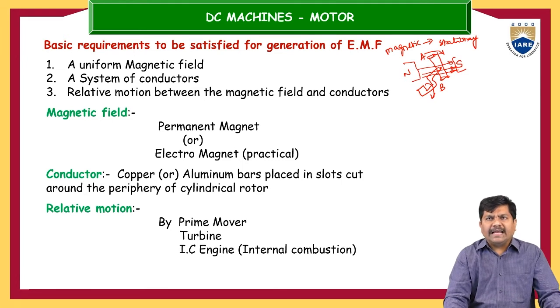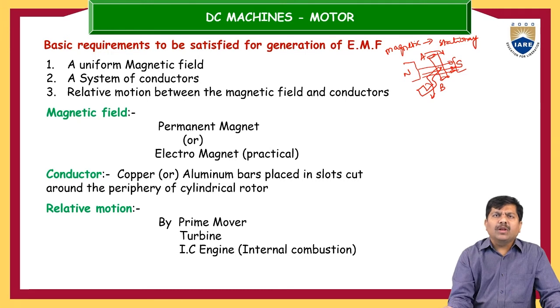And one more thing is the conducting system. Preferably copper is used. Otherwise, if you want to reduce the weight of the machine also, aluminum bars are advisable. Now if you want to place more number of conductors, we take a cylinder kind of thing. On the outer surface of the cylinder, we place conductors. This is one conductor, another conductor, another conductor, like this. So on the outer periphery of the cylinder, we place various armature conductors.